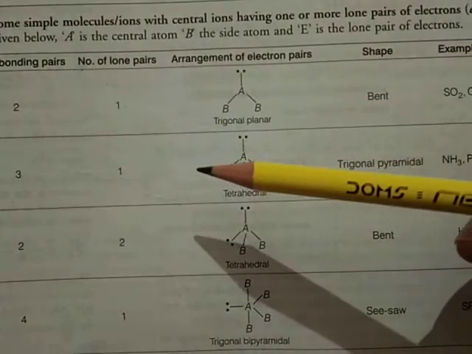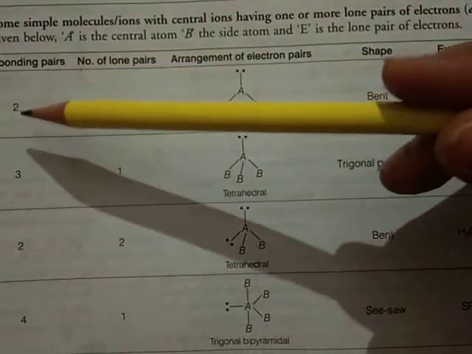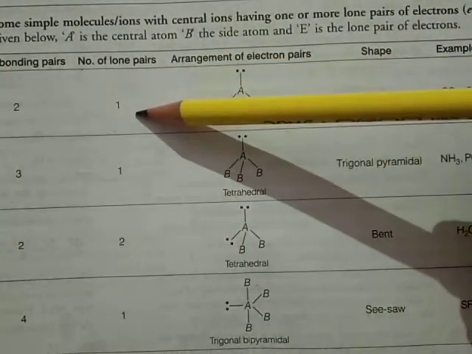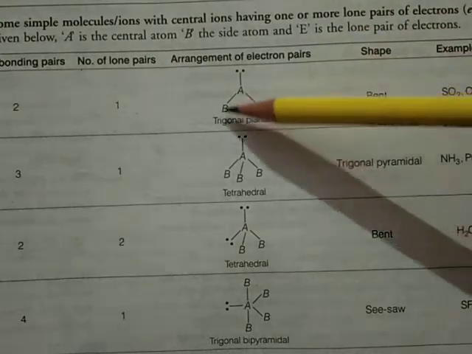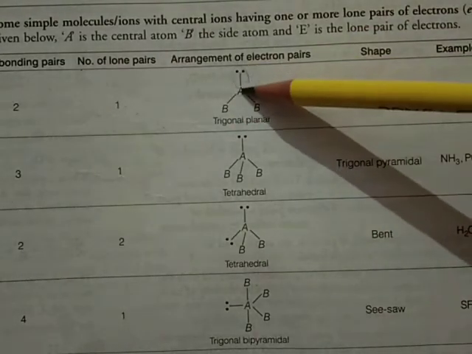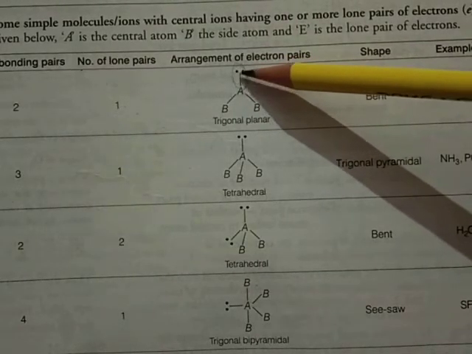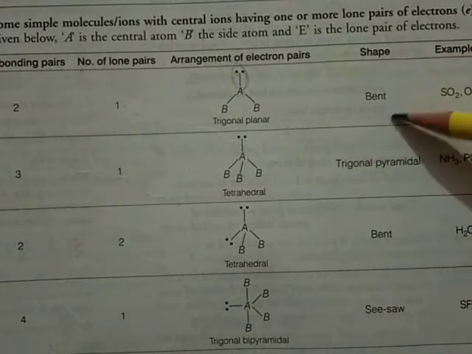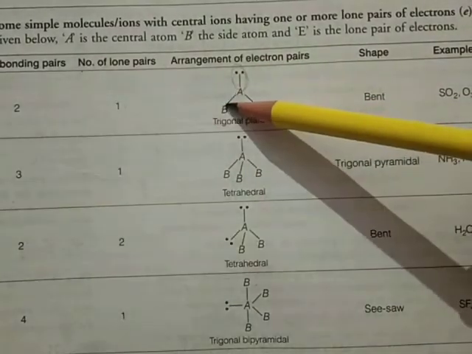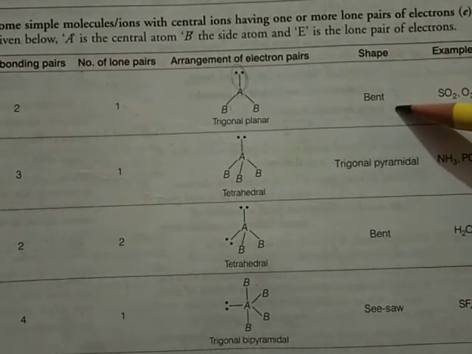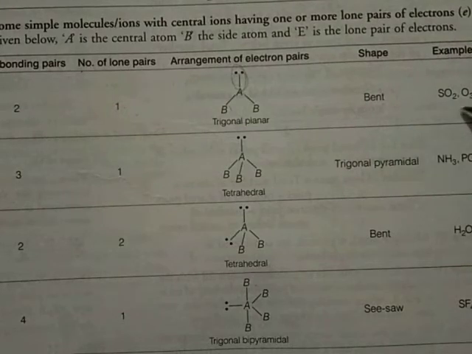This is the table. Here suppose the bond pairs are 2 but the lone pair is 1. The same arrangement is there but with a lone pair present on one side. Lone pair is made up of 2 electrons, so it is denoted by a dot sign. The shape is bent because this is the only shape left, so this is bent or V shape. Examples are SO2 and O3.